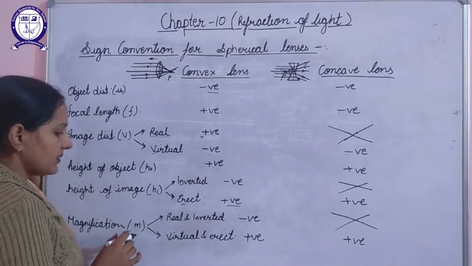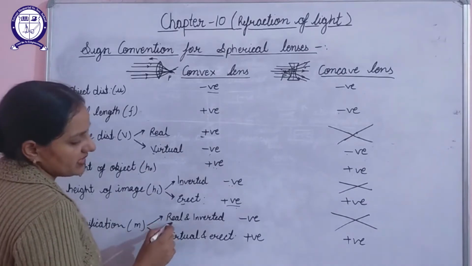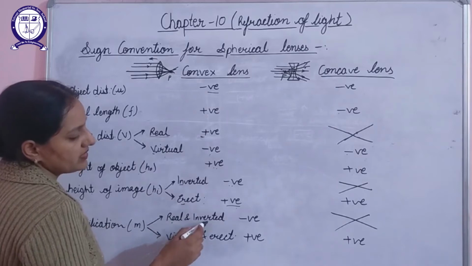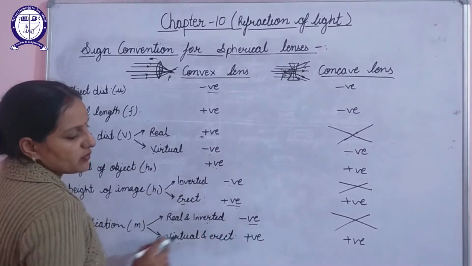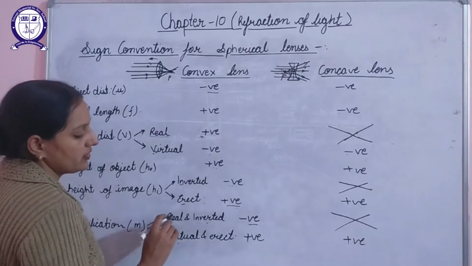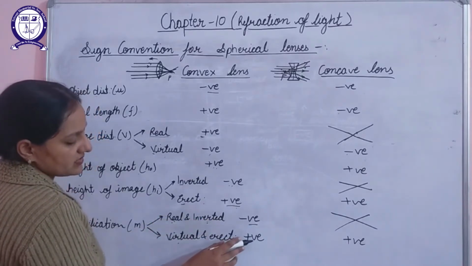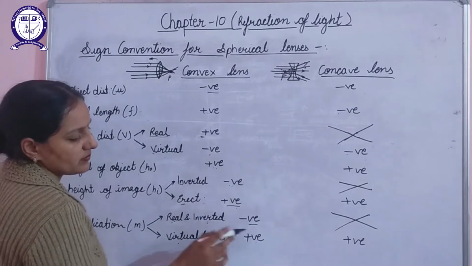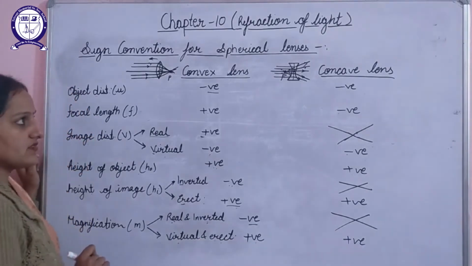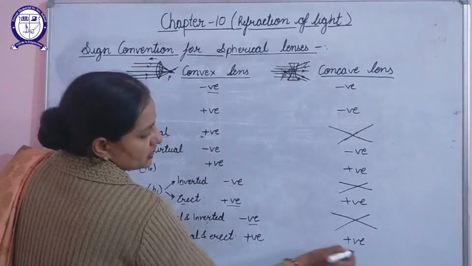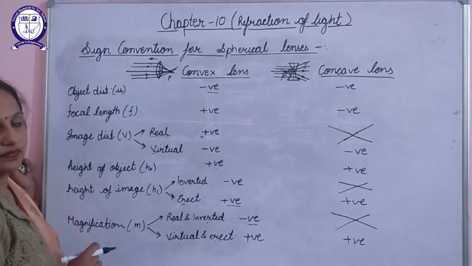If we talk about magnification, the image can be real and inverted, or virtual and erect. Magnification for a real and inverted image will be represented with a negative sign, and for a virtual and erect image it will be represented with a positive sign. A concave lens always forms a virtual and erect image, so its magnification will always be positive.